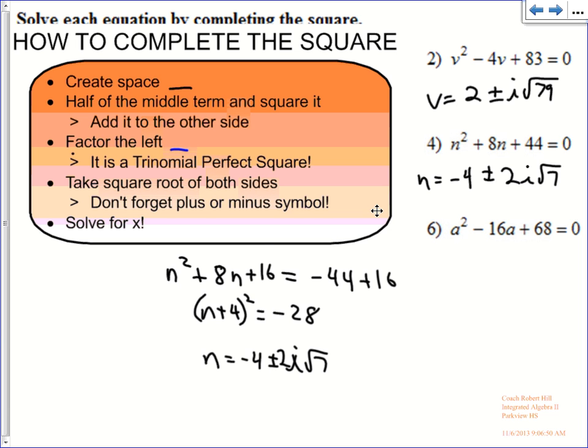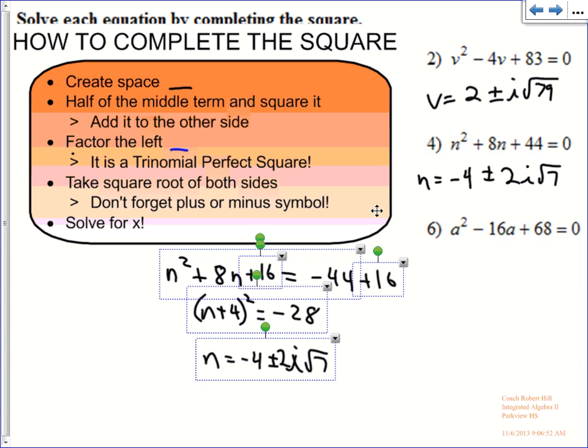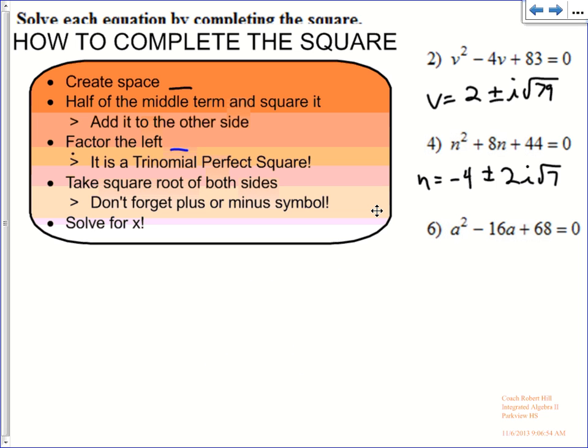One last one. Get one step ahead of me. I'm going to give you a little time here. a squared minus 16a equals negative 68. So one step ahead of me, I just created space. I'm going to give you just a second here. If you don't know what to do, follow these steps.